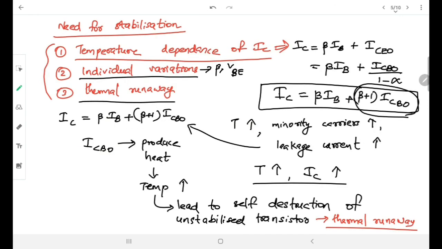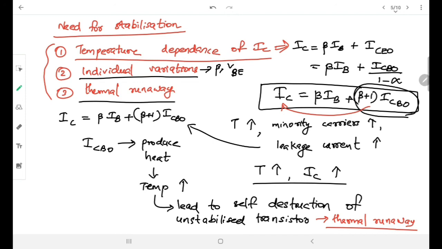So the need for stabilization is three points. First, temperature dependence of IC, which is clear from this equation: IC is equal to beta IB plus beta plus 1 ICBO. If the leakage current is changing, it will affect IC. So IC is dependent on temperature, so we need stabilization. Next is the inherent variations of beta and VBE, so we need stabilization. And the third one is thermal runaway.